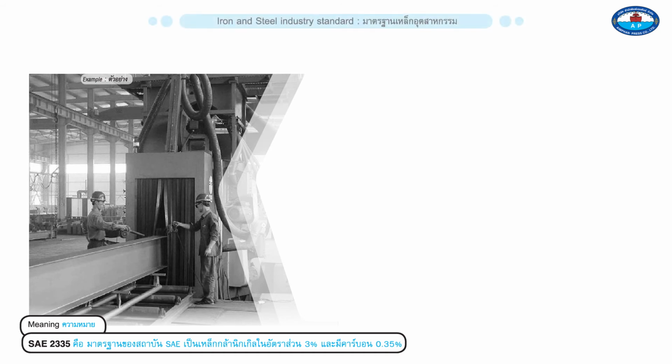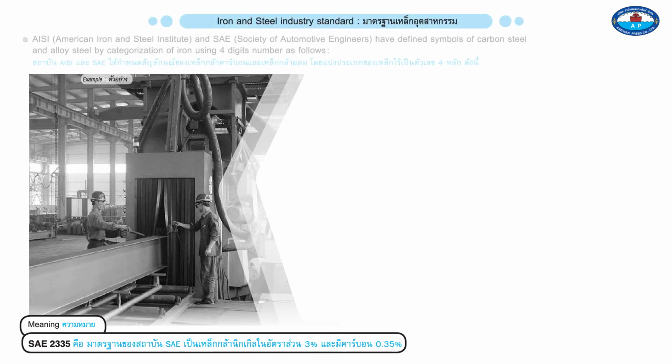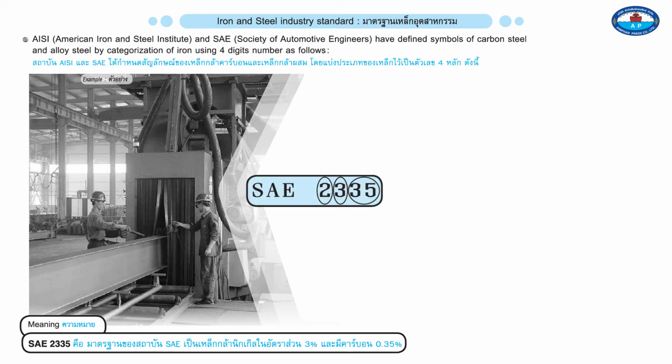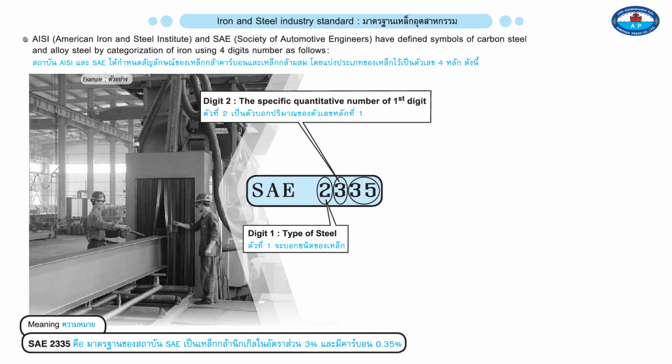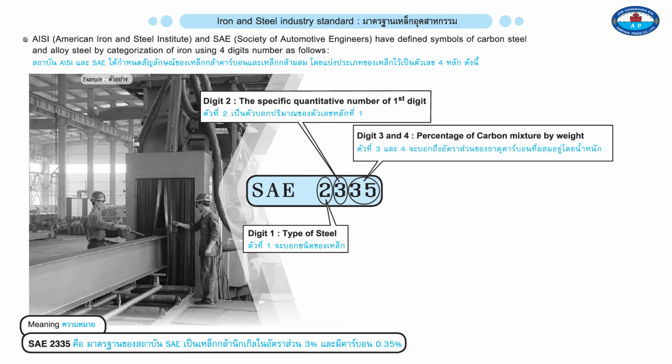Page 27. Iron and Steel Industry Standard. AISI, American Iron and Steel Institute, and SAE, Society of Automotive Engineers, have defined symbols of carbon steel and alloy steel by categorization of iron using 4-digit numbers as follows: SAE 2335. Digit 1, type of steel. Digit 2, the specific quantitative number of the first digit. Digit 3 and 4, percentage of carbon mixture by weight.